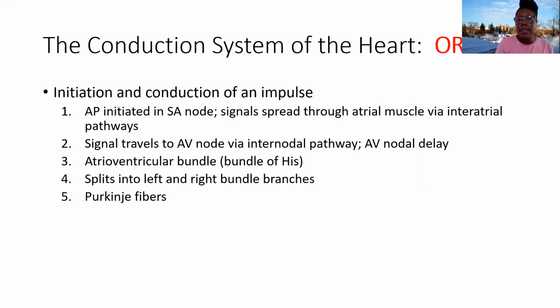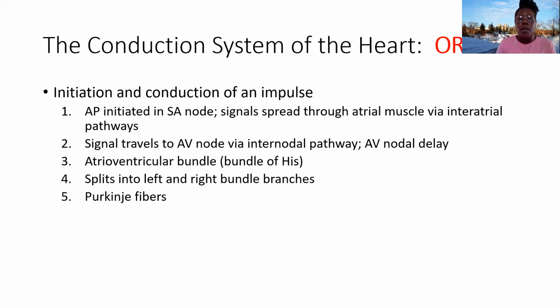Now there's a slight delay between the time that it gets to the AV node and then it's transmitted down to the bundle of His. And that is called the AV nodal delay. The purpose of the AV nodal delay is to allow the atria to fully contract before the signal can go down towards the ventricles. And I mentioned the importance of having that happen so that the atria fully contract before the ventricles begin to contract, so that the blood can move in one direction.